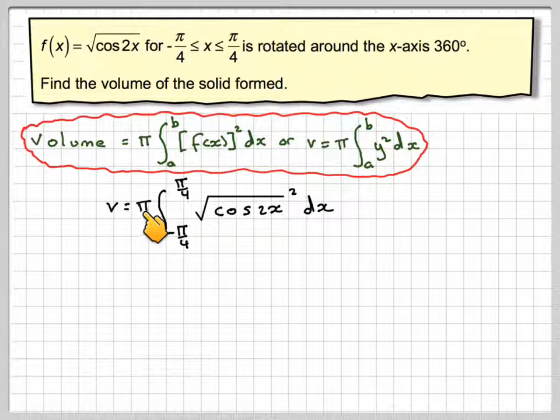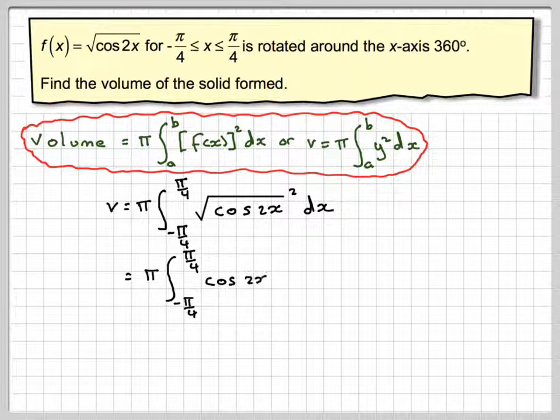So the volume is going to be pi times the integral from minus pi by 4 to pi by 4 of the square root of cos 2x all squared dx. Now if you square root and square something, you end up with just the same function. So our integral will come down to pi, and then pi can come out of the integral sign because it's just a constant, from minus pi by 4 to pi by 4 of cos 2x dx.